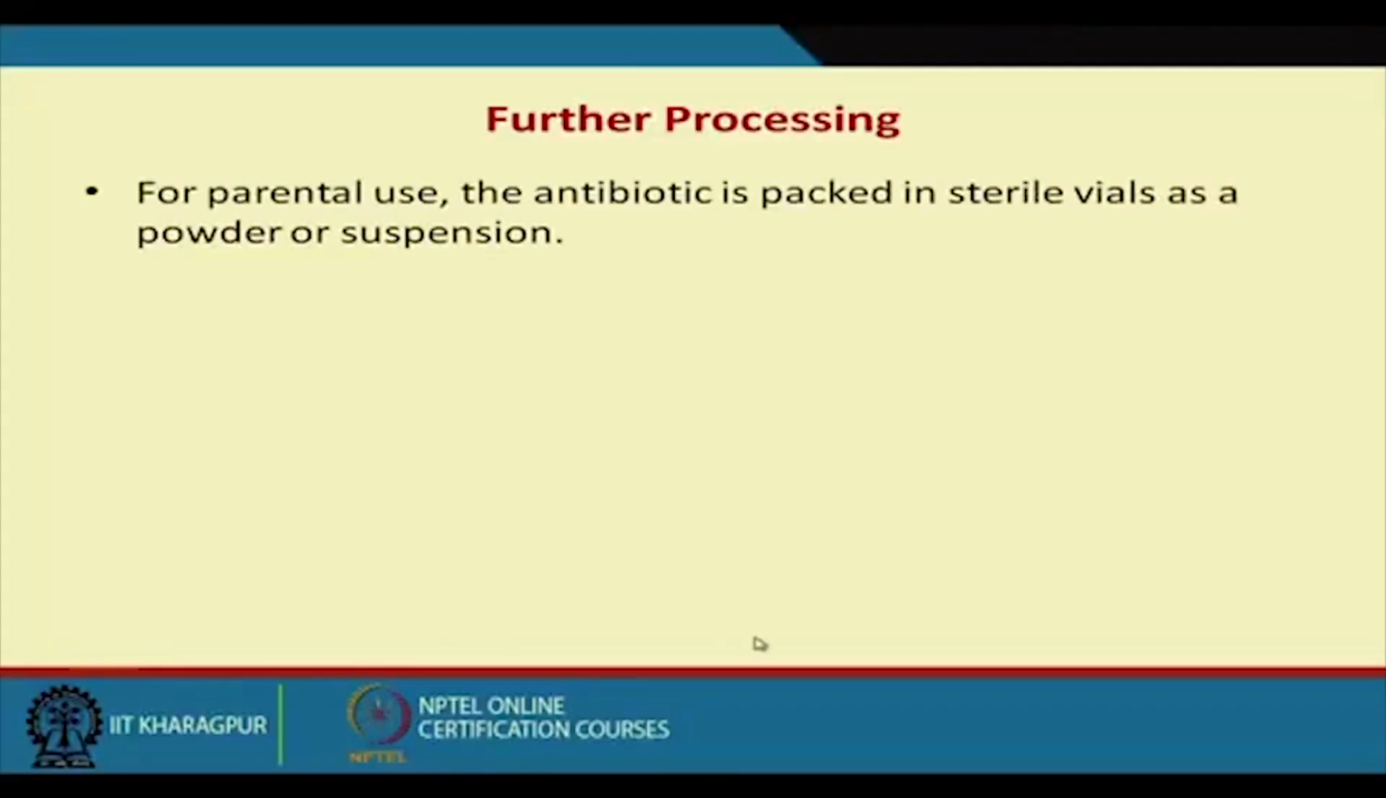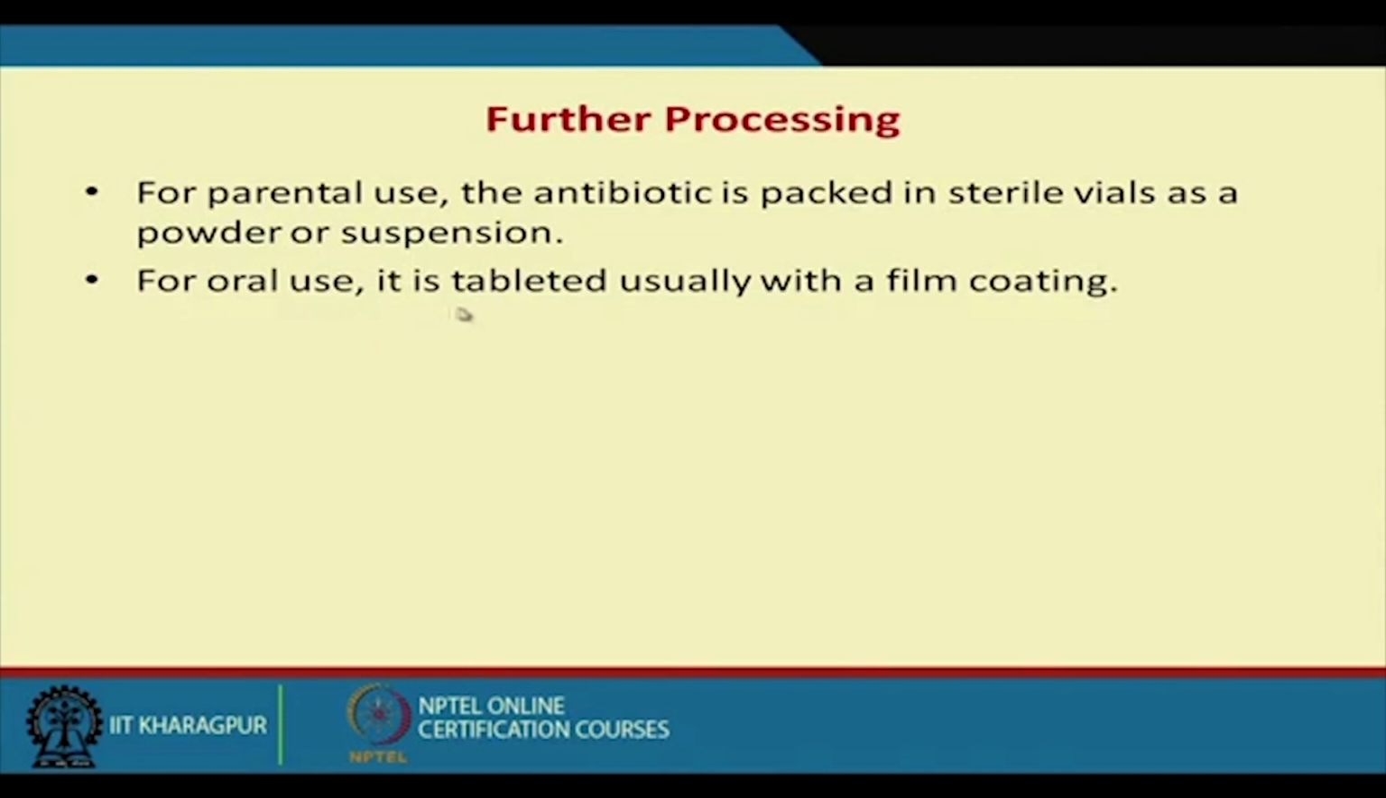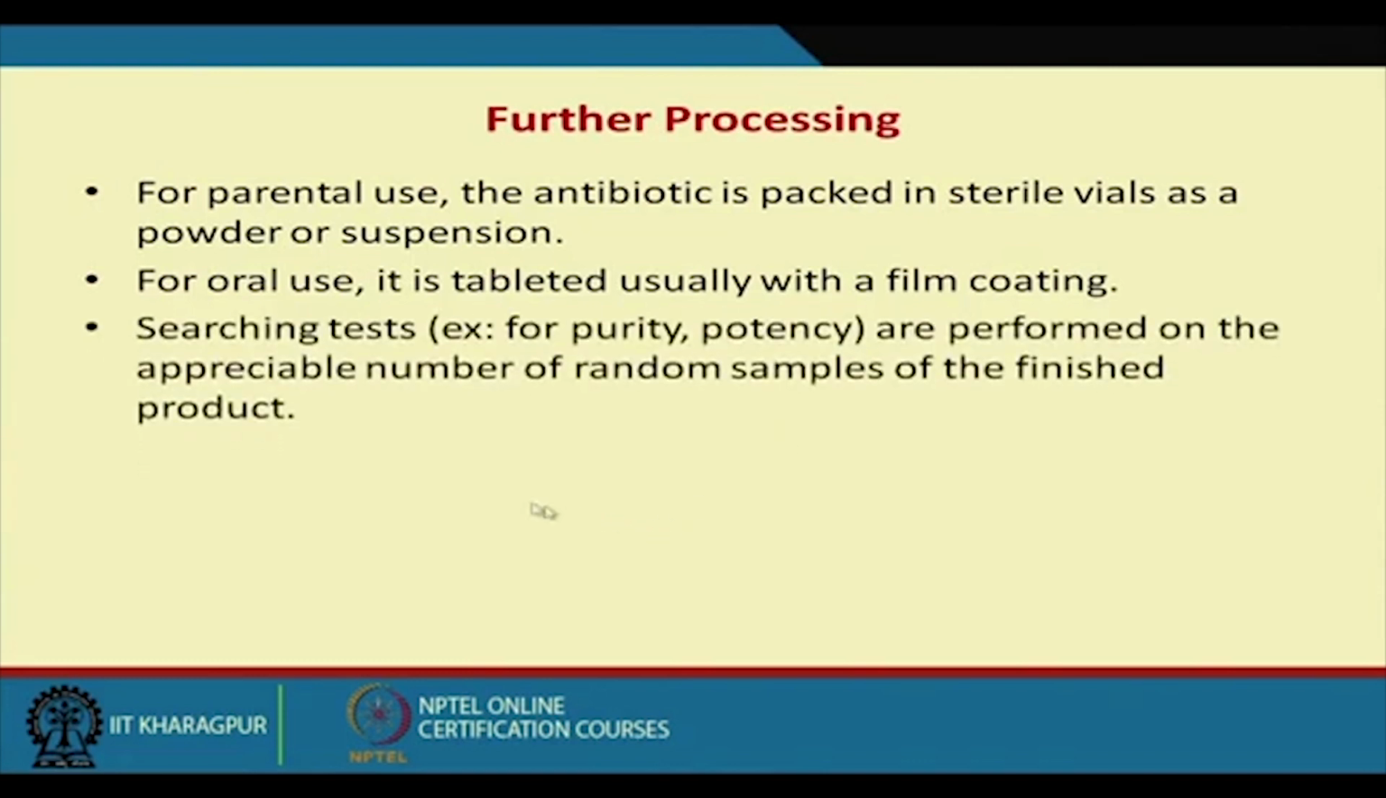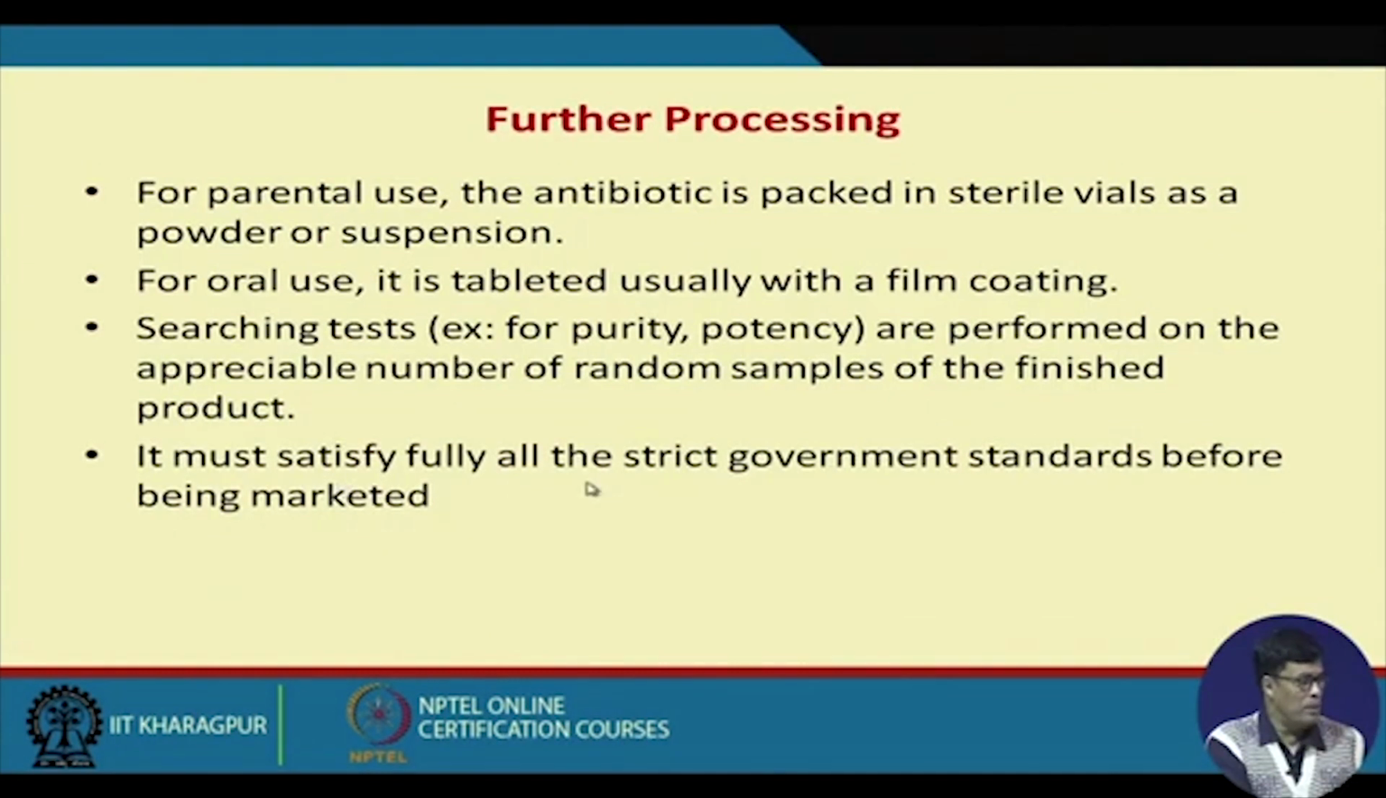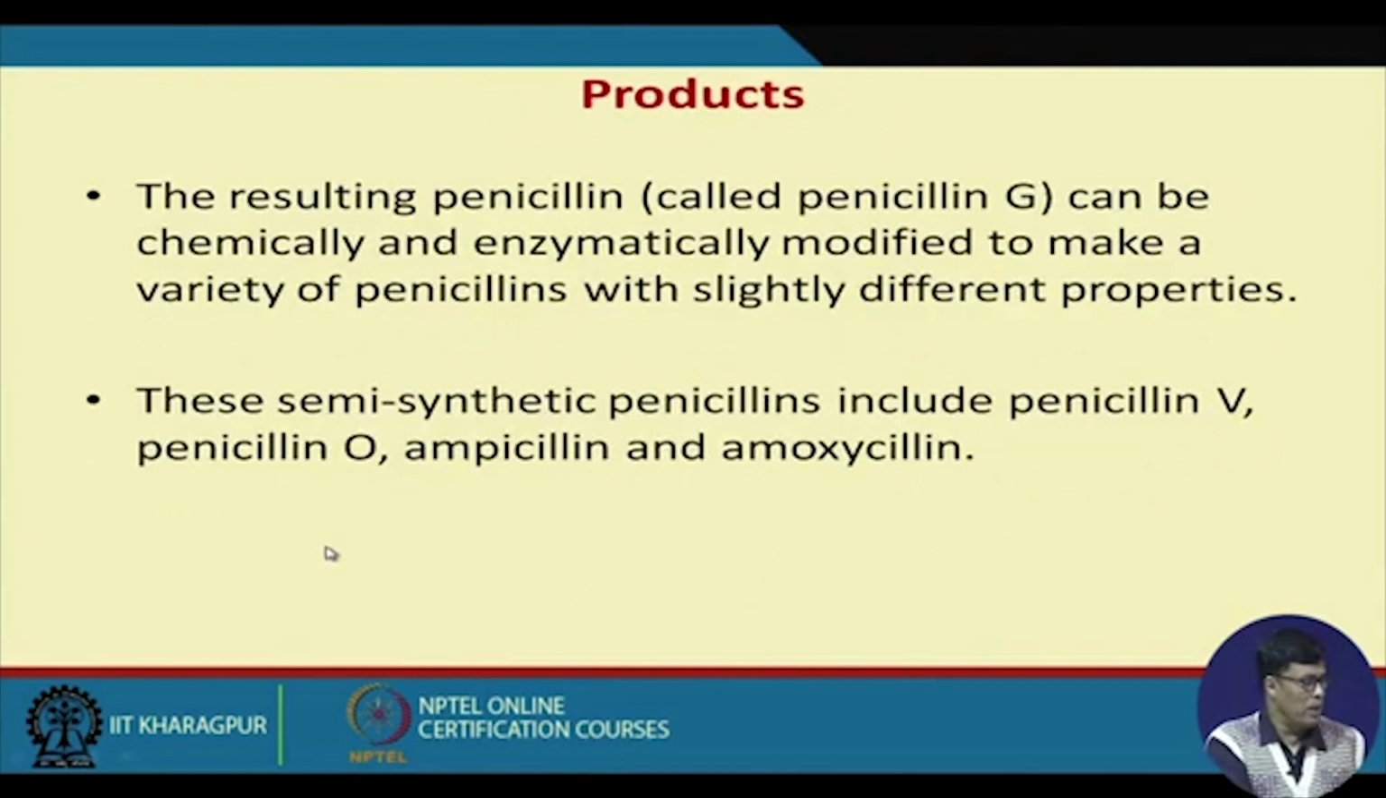For further processing for parenteral use, the antibiotic is packed in a sterile vial as a powder or suspension. For oral use, it is tableted using film coating. Then tests for purity and potency are performed on a appreciable number of random samples of the finished product, and it must fully satisfy strict government standards before being marketed.